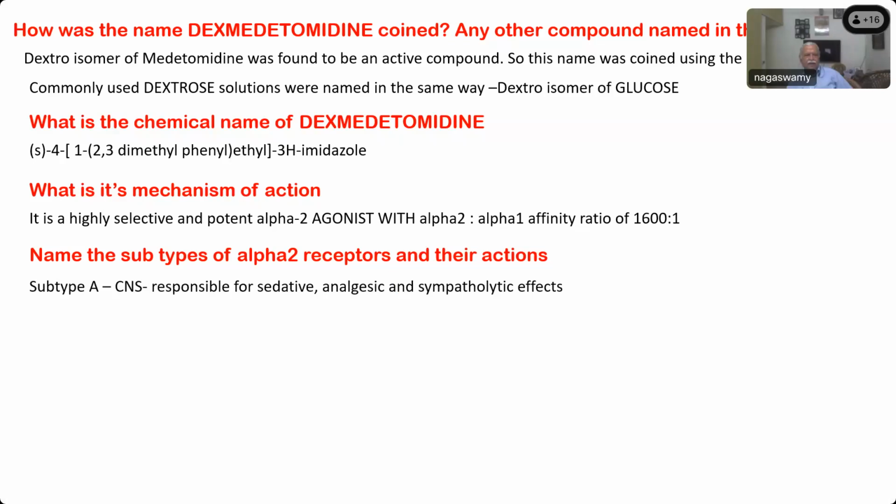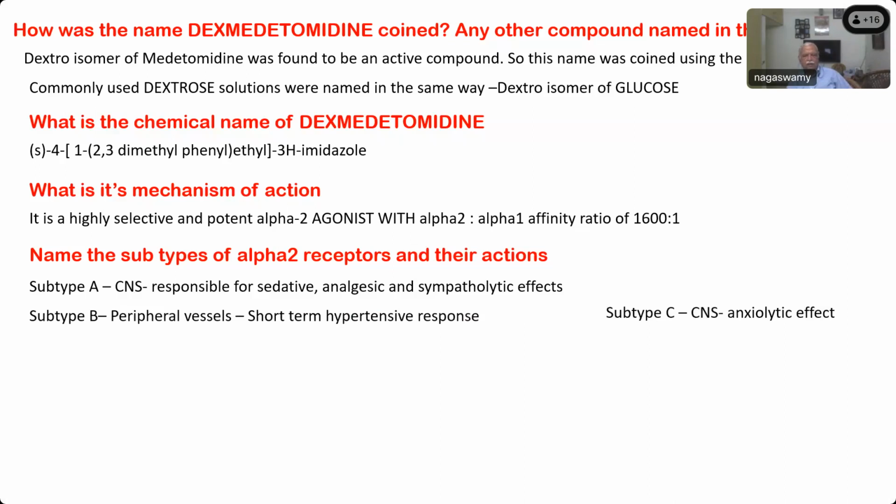Subtype A, CNS action, is responsible for sedative, analgesic, and sympatholytic effect. B, peripheral vessels, short-term hypertensive response. It causes vasoconstriction for a brief period. And subtype C is anxiolytic, mainly anxiolytic. Okay, so these are the three subtypes and their actions.